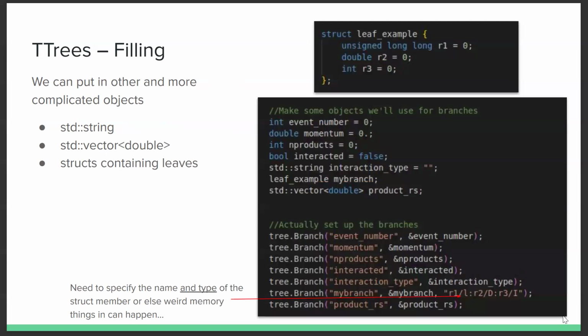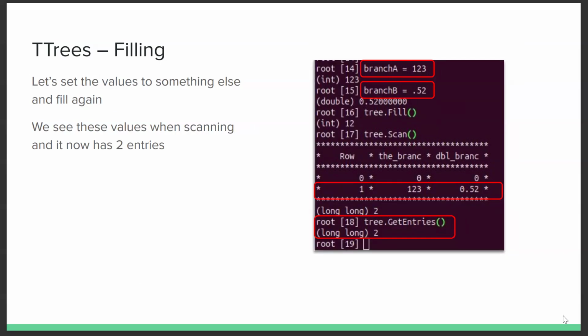Okay, so we can start to, sorry, you have a question? I was just wondering about when you add an event to the tree. So you see branch A equals this, branch B is equal to that, and then once you use the fill method, whatever those branches are equal to will be assigned to the new event. Is that correct? Yeah, so, right.